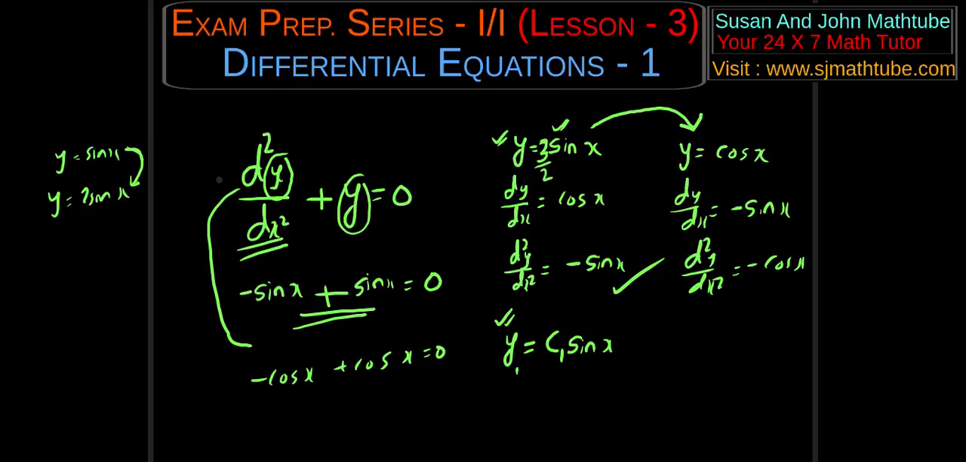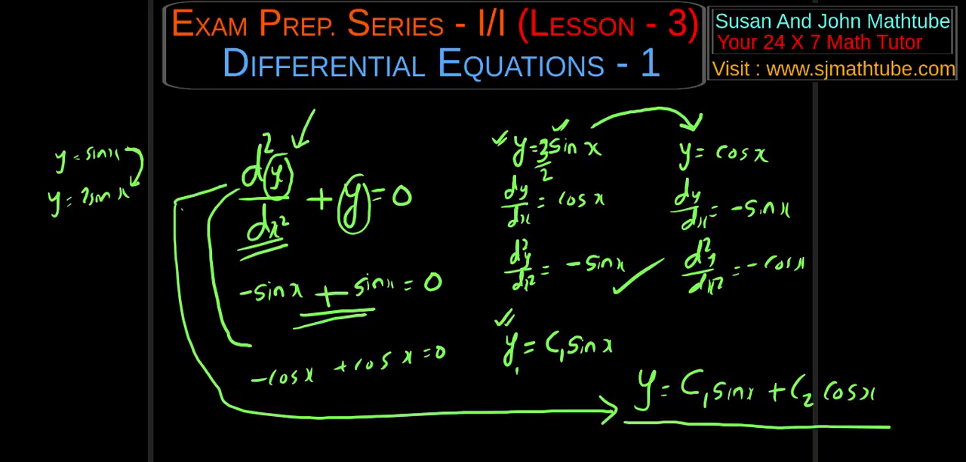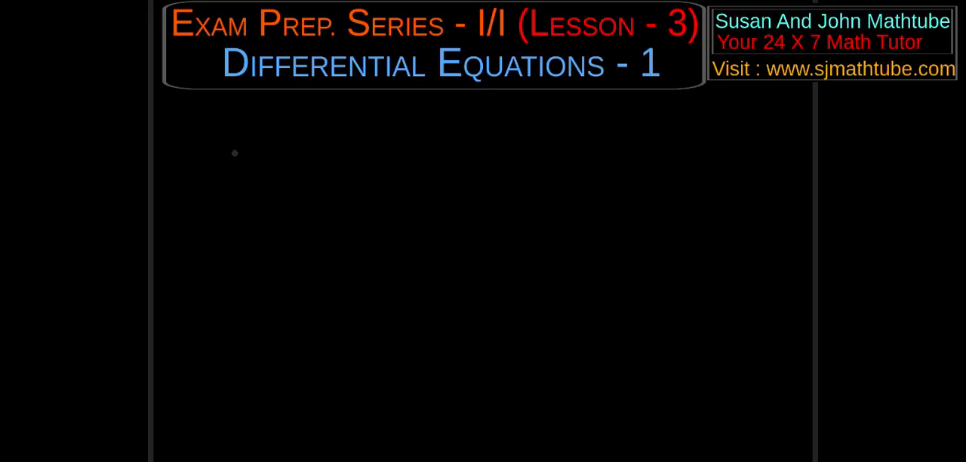Now look at this. The most general solution of this equation is y is equal to c1 sin x plus c2 cos x. So what I'm trying to convince you of here is, given a second order differential equation, expect two arbitrary constants in the general solution. Okay, with that, let's start with the method.